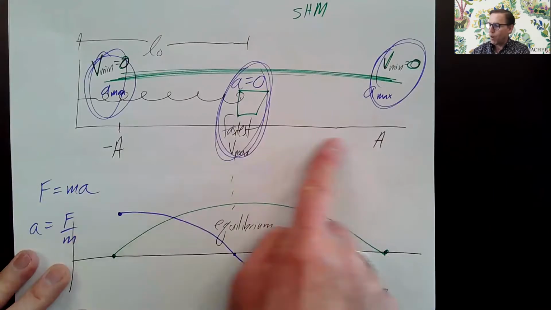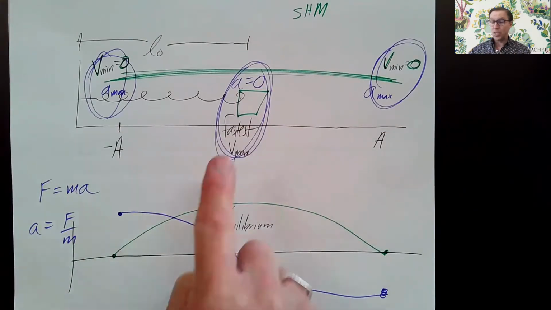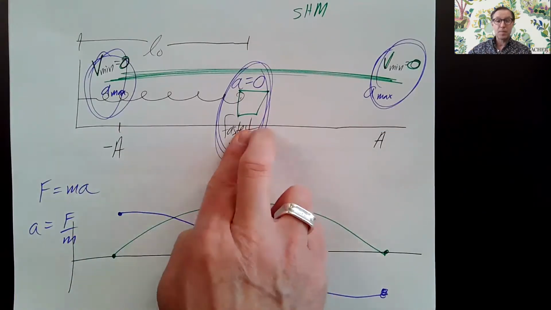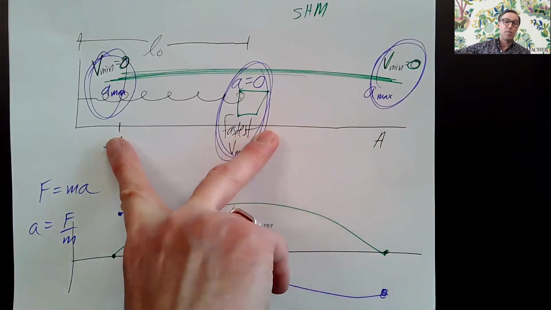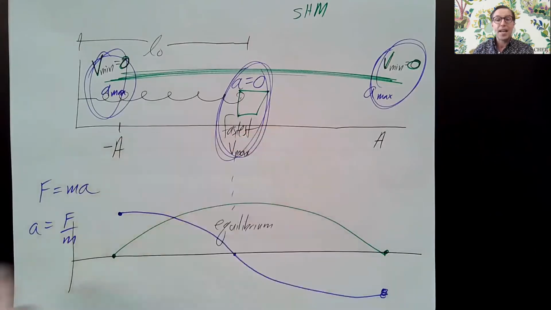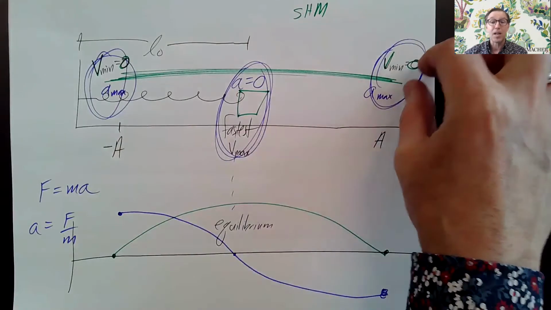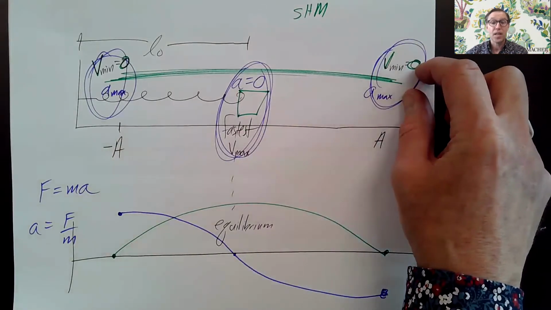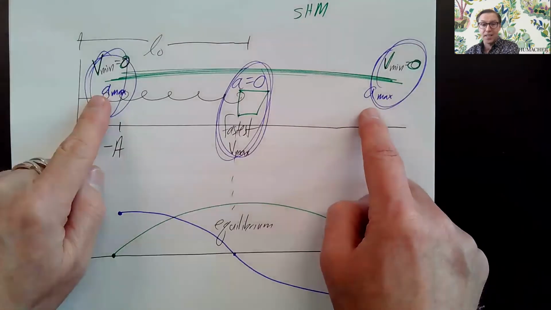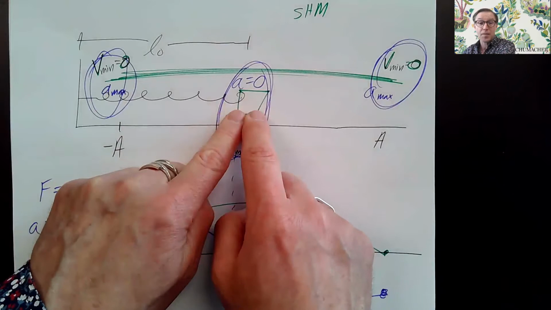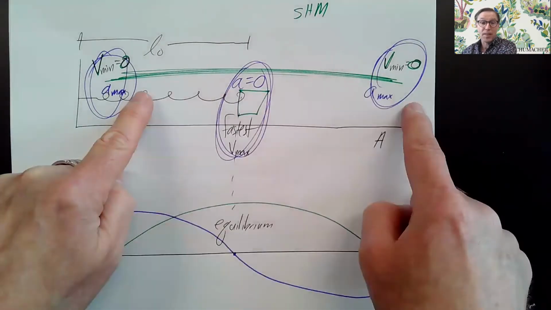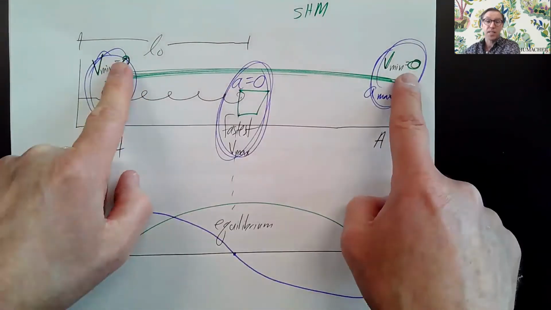As things go back and forth, think about the position here being 0, these positions getting more and more positive, these positions getting more and more negative. And where is the velocity maximum? Where is the acceleration maximum? Notice that those maxima do not occur together. Acceleration max at the ends, velocity max in the middle. And when the velocity is maximum, acceleration is 0. And when the acceleration is maximum, the velocity is 0.